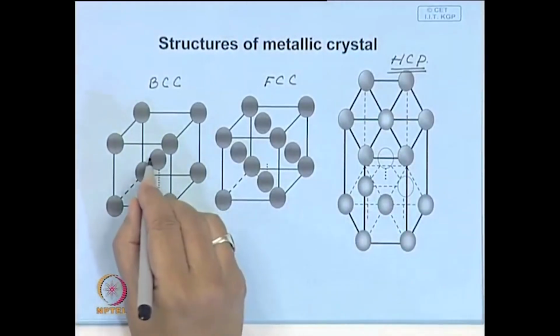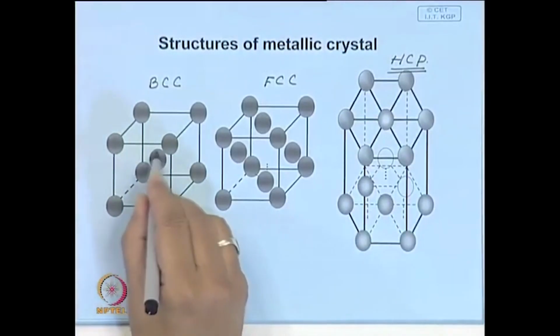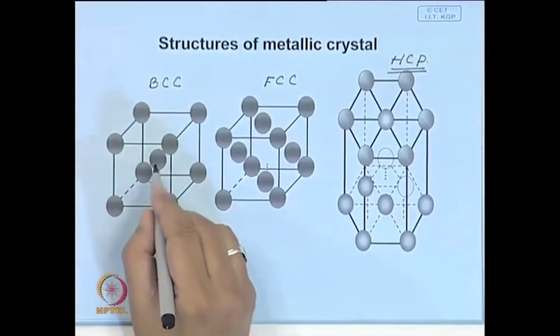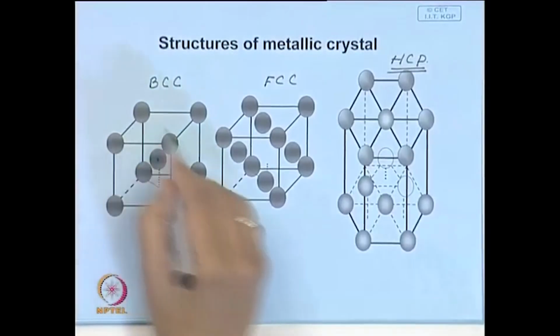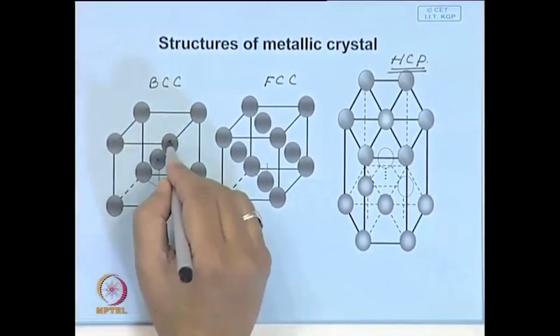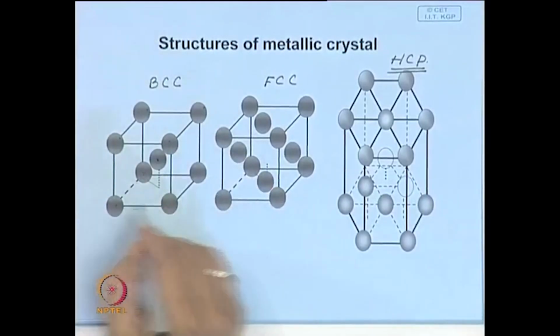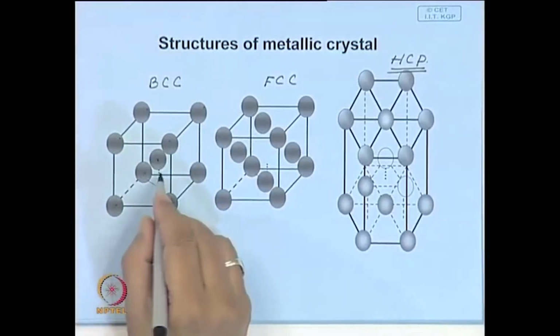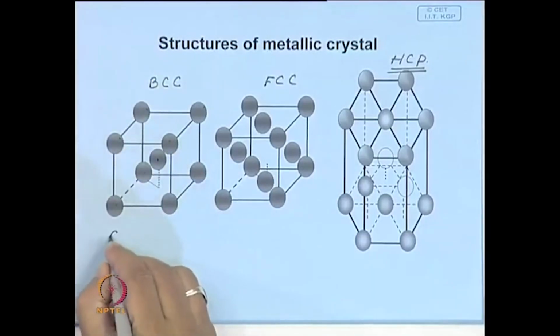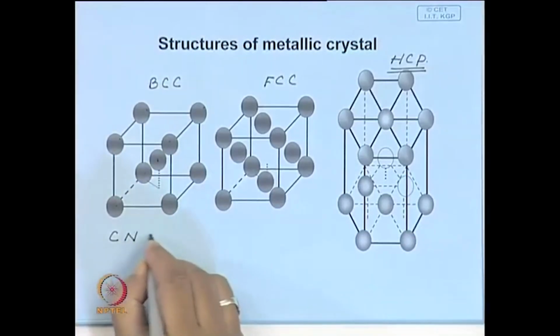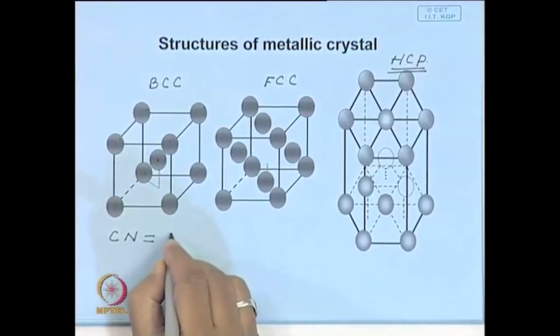Now, it will be good to look at the number of nearest neighbors, say in the case of a BCC lattice. So, look at this, and the number of nearest neighbors is 1, 2, 3, 4 on the top, 4 at the bottom. Here we call this number of nearest neighbors the coordination number, and this is 8.